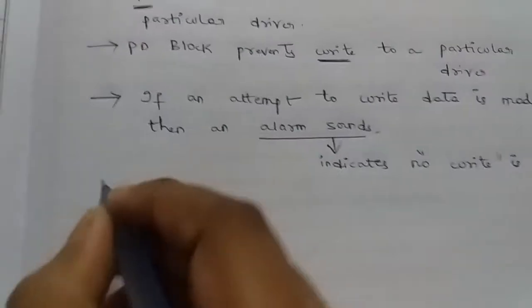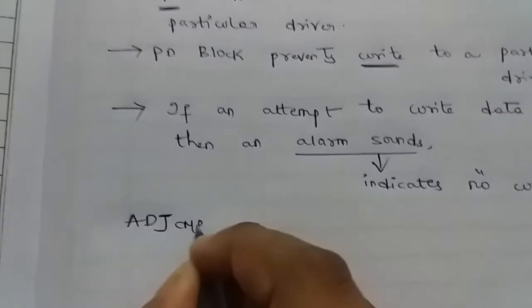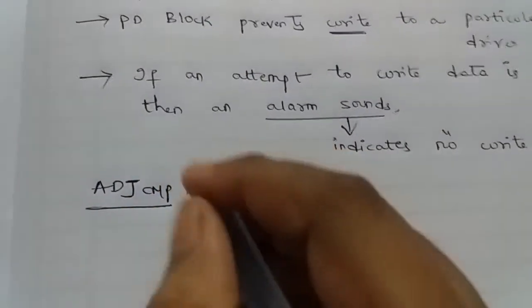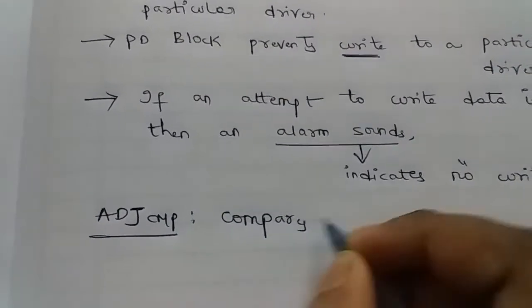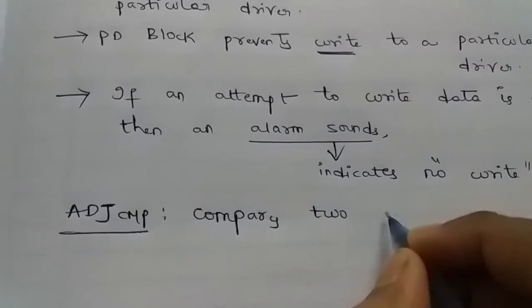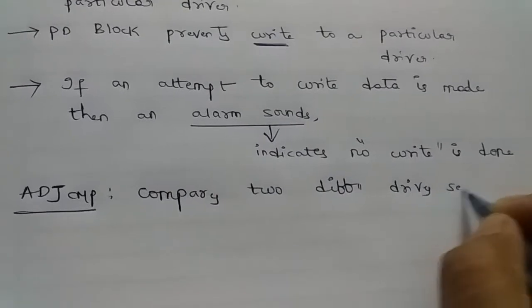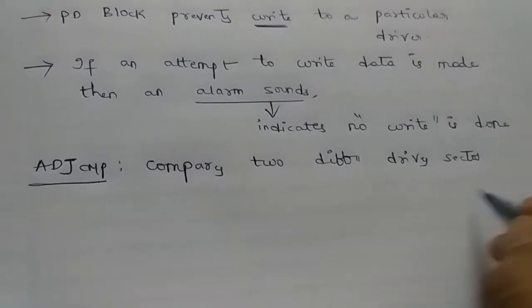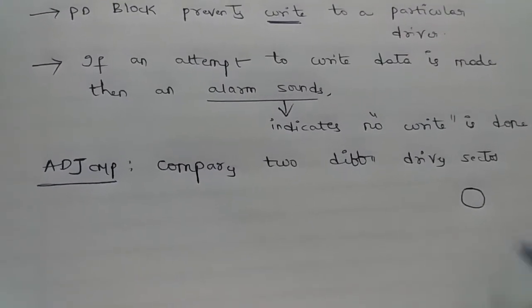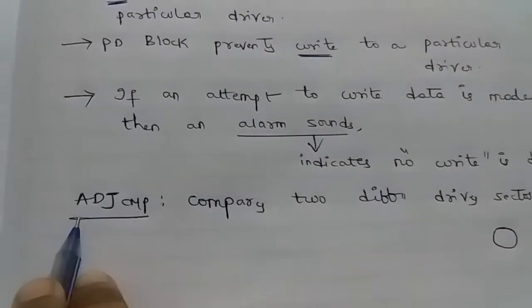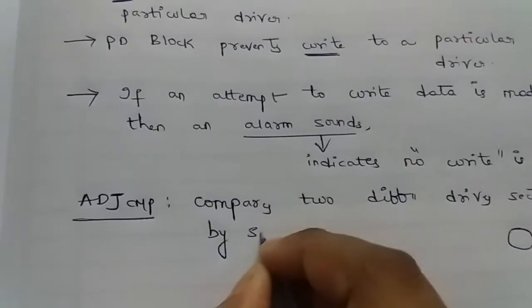Okay, some abbreviations are there in this. ADJCMP. CMP means compares two different drives sector by sector. Already we discussed compact disk or drive. Magnetic disk we already discussed. It compares two different drives sector by sector.